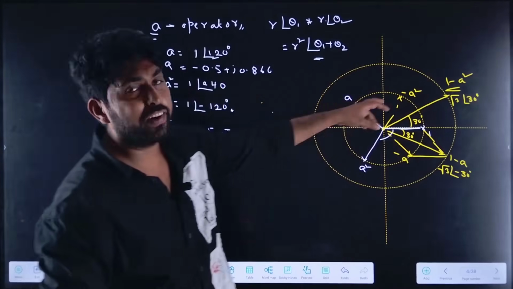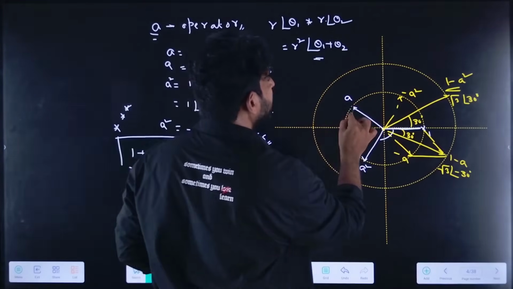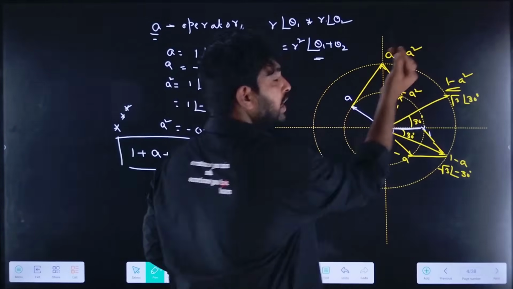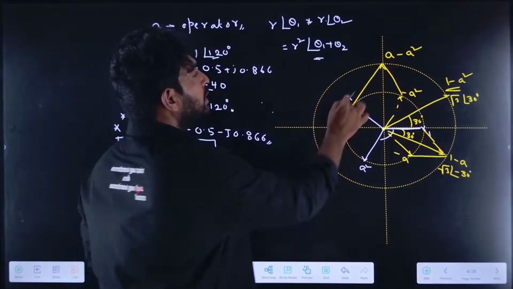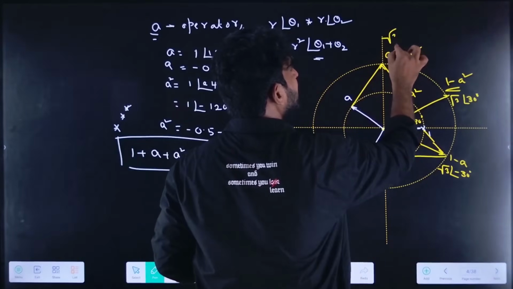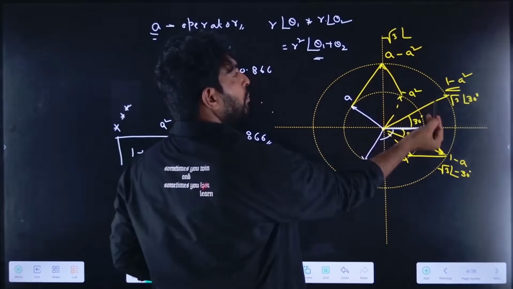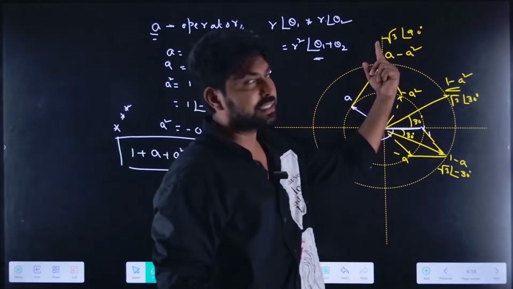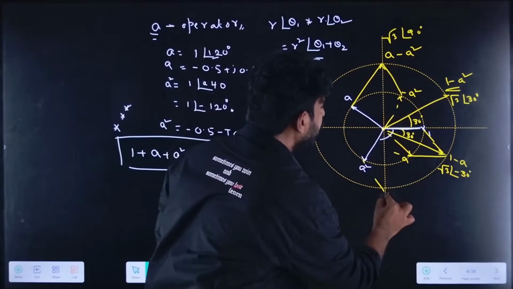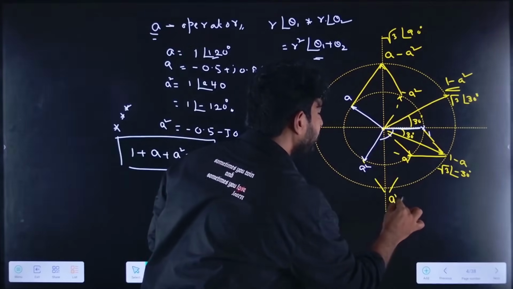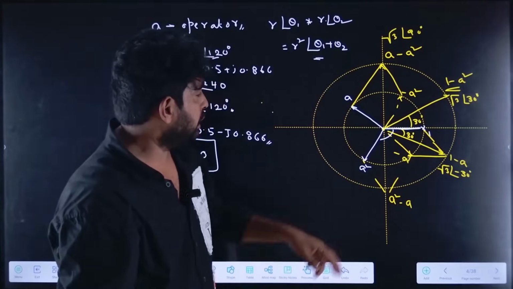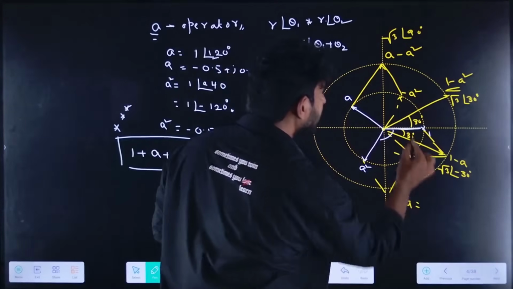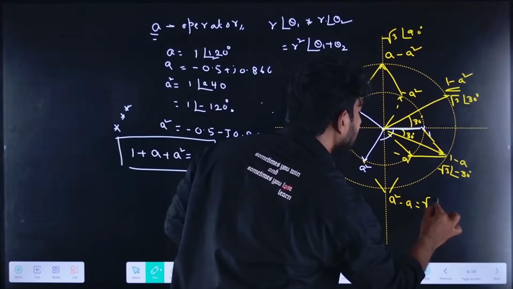For example, if I want to find a minus a square, it will be here. Two phasors will be added there, which is equal to root 3 at an angle of plus 90 degrees, if I take this as a reference. For example, if I want to find a square minus a, what is that value? a square minus a equals root 3 at an angle of minus 90 degrees.